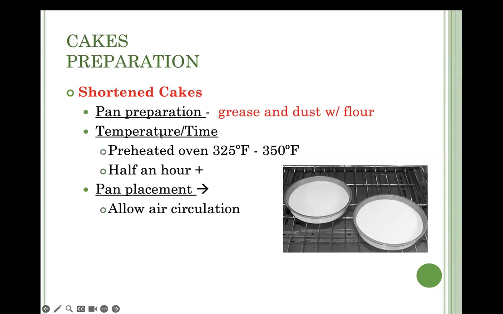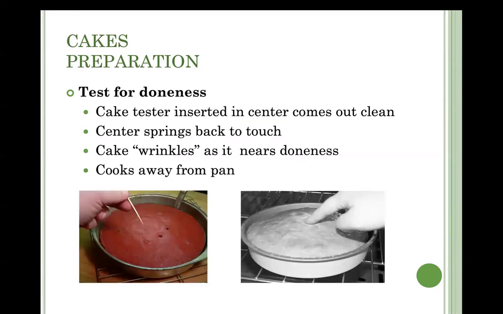So when you're working with your shortened cakes, we're going to preheat the oven to around 325 to 350, and we're going to cook these for about half an hour or a little bit more than that, half an hour to 45 minutes. When you're placing it into the oven, you want to make sure you put it on the middle rack to allow for air circulation.